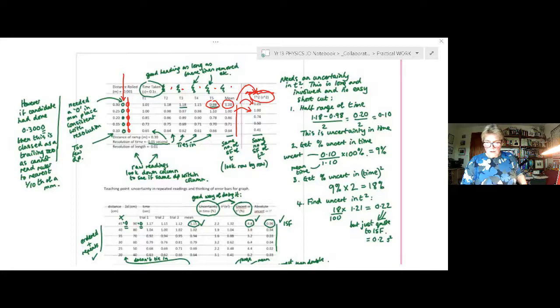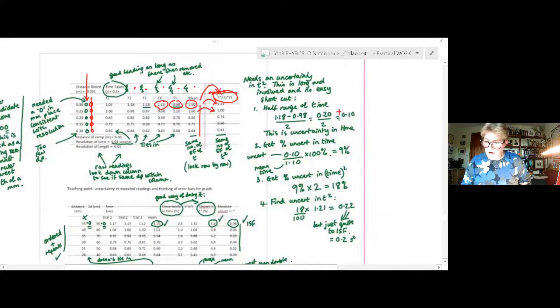Then just to recap the uncertainty in any repeated readings: you take the minimum one and the maximum one, you take the 2 away from one another and you halve it to get this plus or minus. What you're going up, what you're going down, and that's the uncertainty. But then to get the percentage uncertainty, you take that uncertainty, divide it by the mean time and times it by 100%. And we only need to quote it to 1 significant figure.